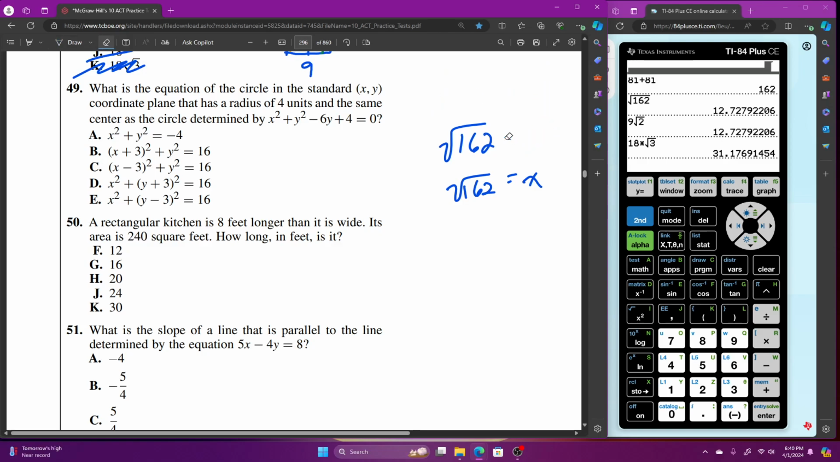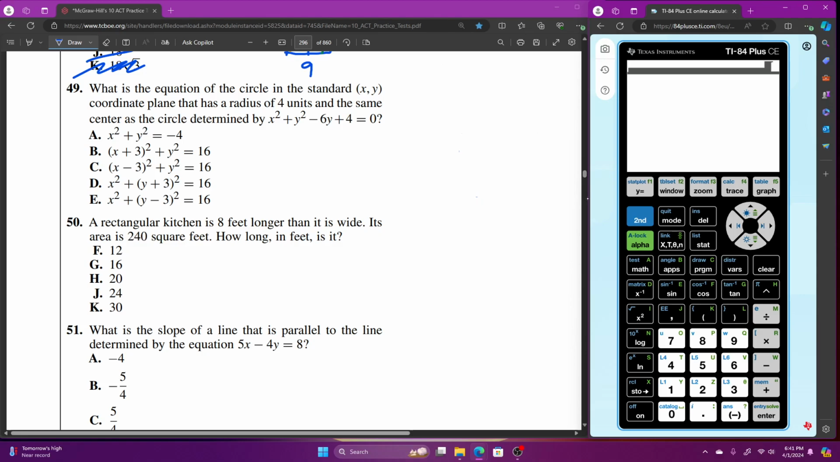Question number 49 says, what is the equation of the circle in the standard xy coordinate plane that has a radius of 4 units and the same center as the circle determined by x squared plus y squared minus 6y plus 4 equals 0? Okay, well, I know that my equation of a circle, this is something you have to have memorized. This is not an equation they're going to give you. But since it's multiple choice, it kind of looks familiar to me.